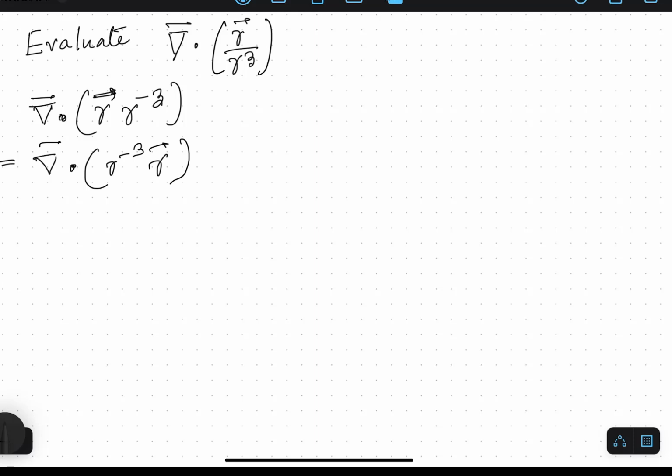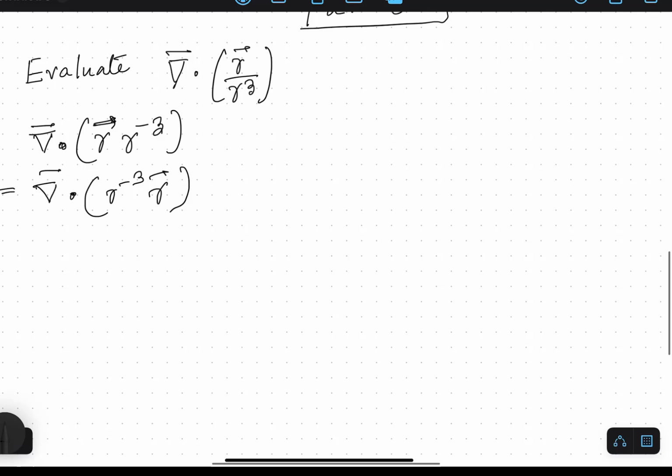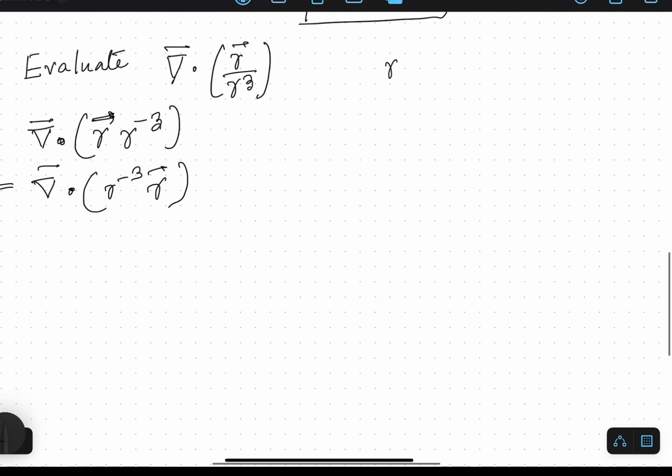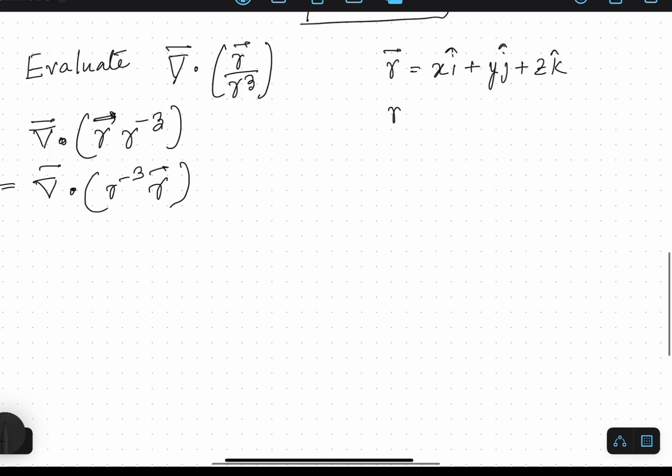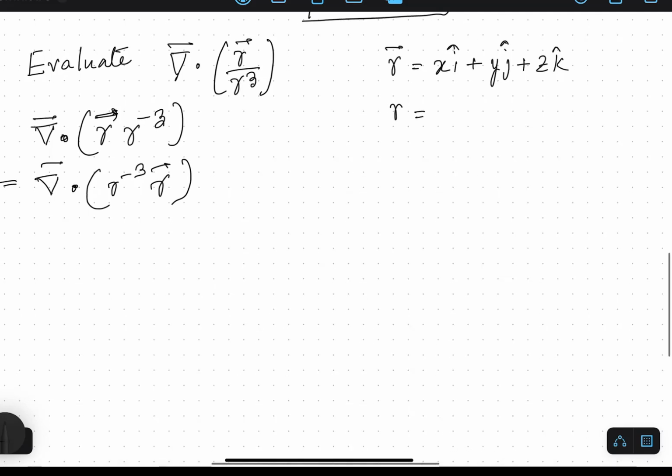Now what is the vector r? The vector r is x i cap plus y j cap plus z k cap. And what is the magnitude of r? I don't write the vector sign, so I have only r, and it is root over x square plus y square plus z square. So I can write x square plus y square plus z square, and instead of writing root, I write to the power of half.